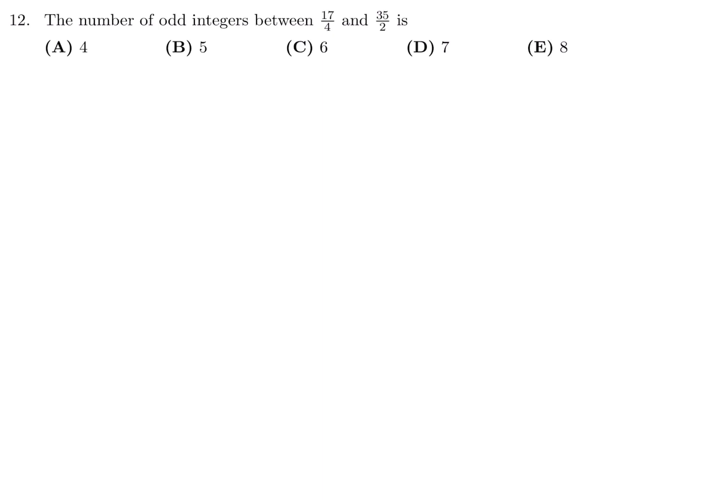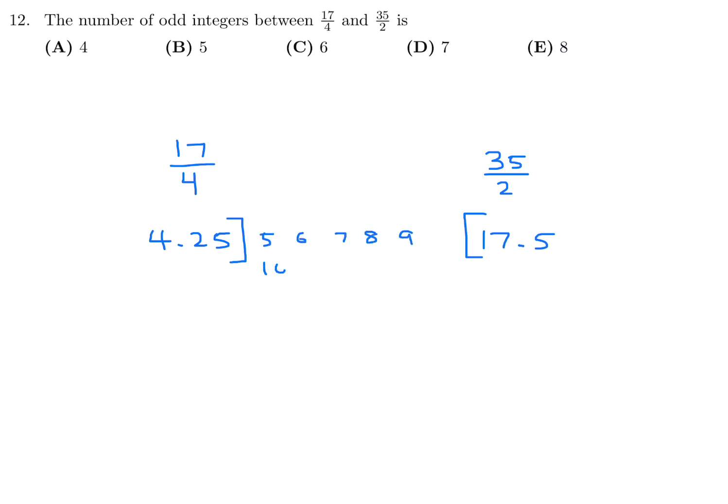The number of odd integers between 17 over 4 and 35 over 2 is? Well, 17 over 4 in terms of a decimal is 4.25. And 35 over 2 in decimal format is 17.5. So first of all, what are the integers? Just the integers. Don't worry about odd right now. It's 5, 6, 7, 8, 9, 10, 11, 12, 13, 14, 15, 16, and 17.